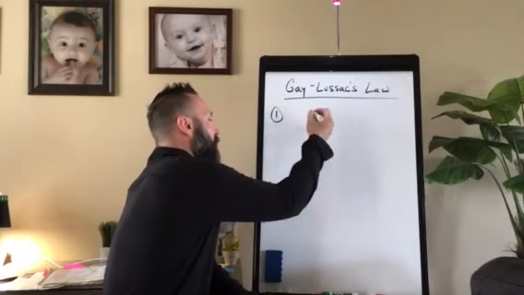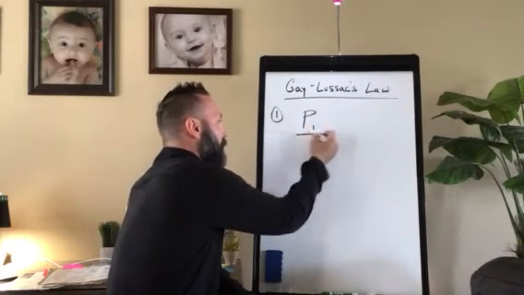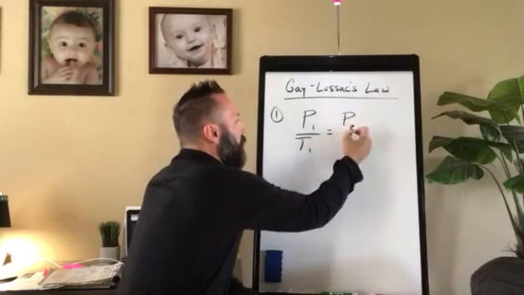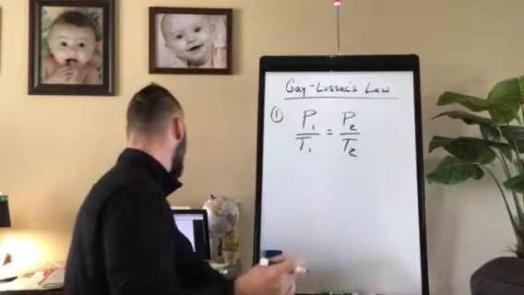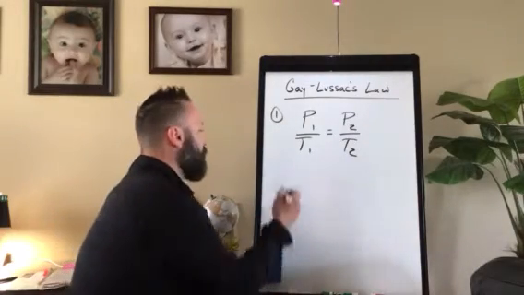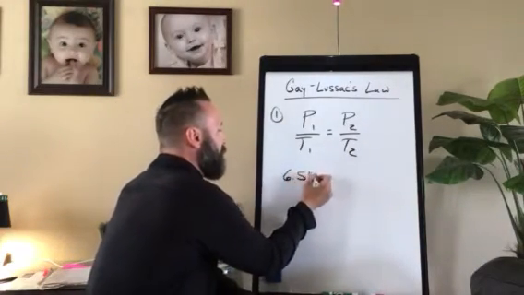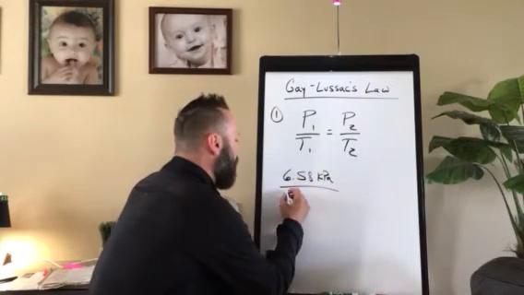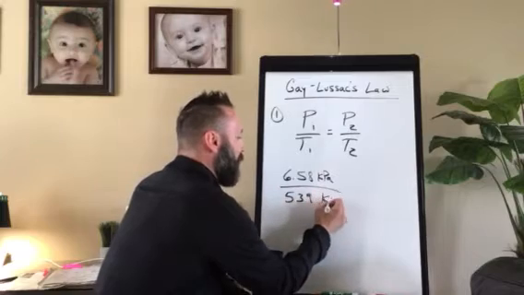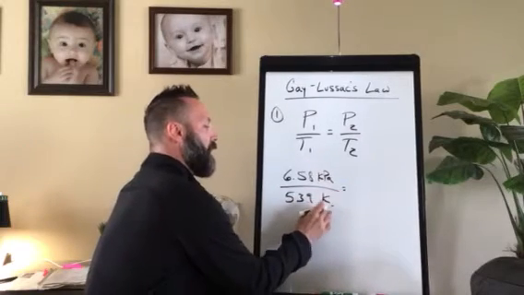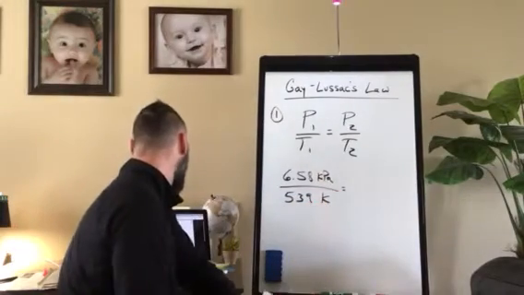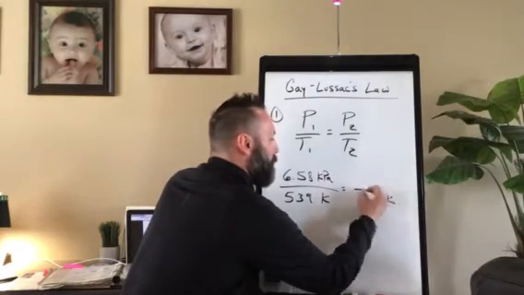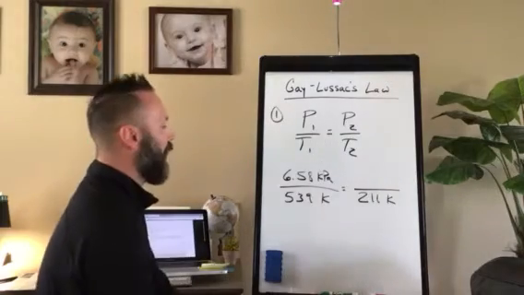So for both these problems, we're going to use Gay-Lussac's law, which is P1 over T1 equals P2 over T2. If we look at number one, a gas has a pressure of 6.58 kPa at 539 Kelvin. And reminder, we need to have all these temperatures in Kelvin. What will the pressure be at 211 Kelvin if the volume doesn't change?